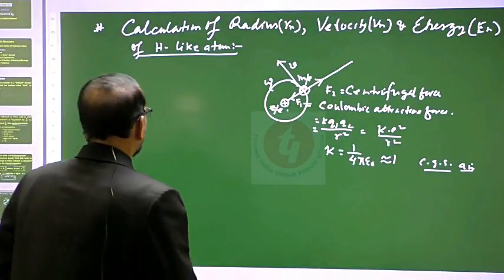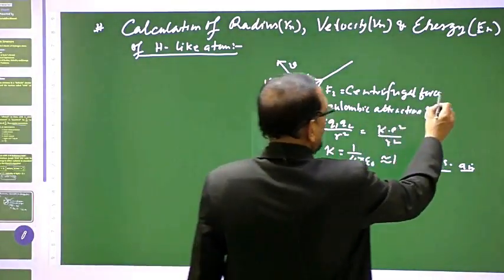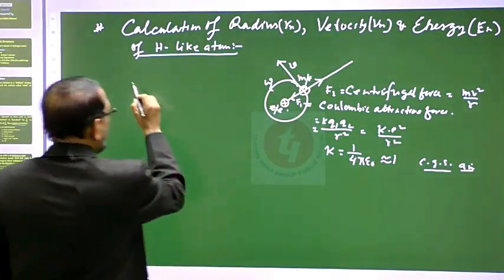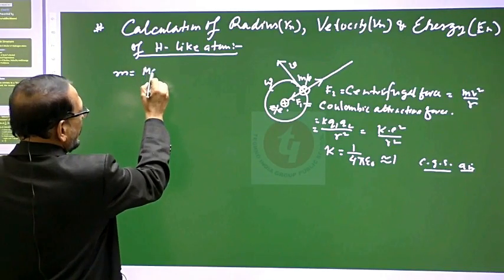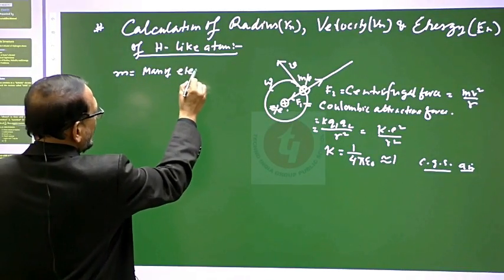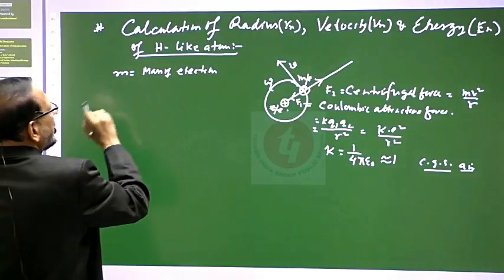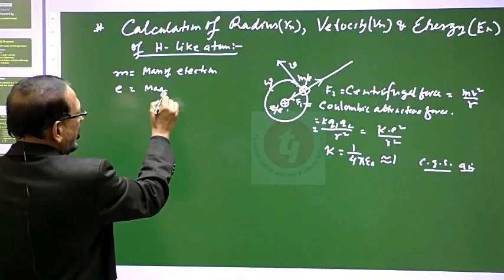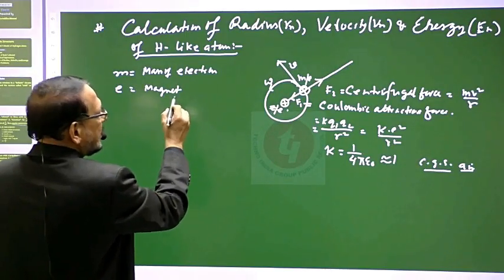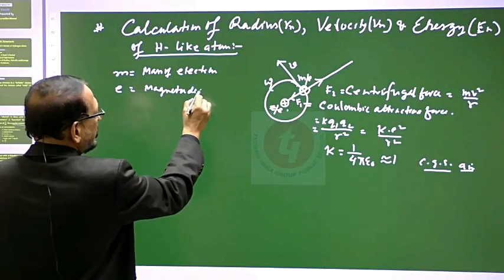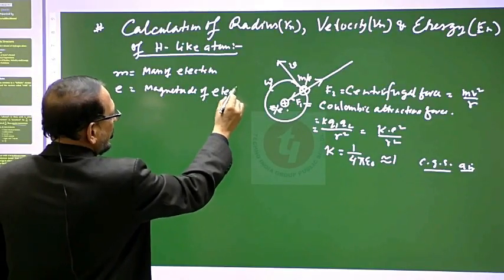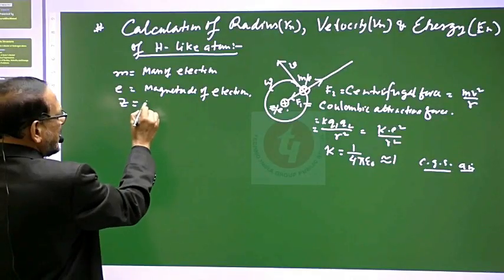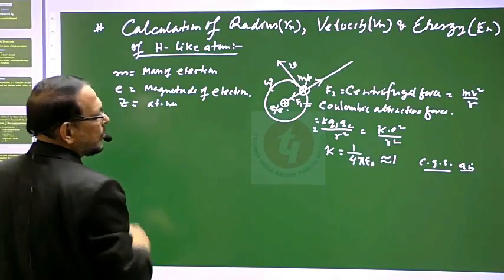And the centrifugal force, what is it? That we know, it is equal to mv square by R. Here m is the mass of the electron, and e is the magnitude of the charge of the electron. We are not considering the negative sign. Z is the atomic number, that you know.